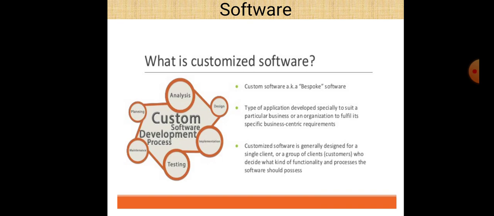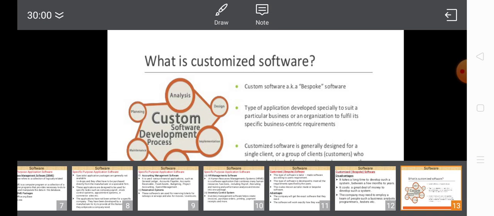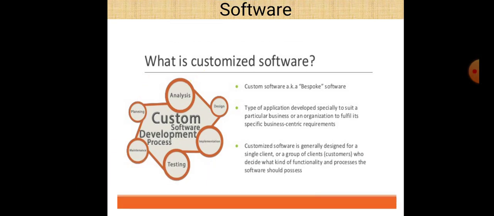So this is the life cycle of customized software: planning, analysis, design, implementation, testing, and maintenance. First we plan for a software. In the analysis phase, we analyze the software in detail, and in the design phase, we make a layout for the software. Then implementation means the coding phase, then testing, and after that, maintenance. So this is the life cycle of customized software.